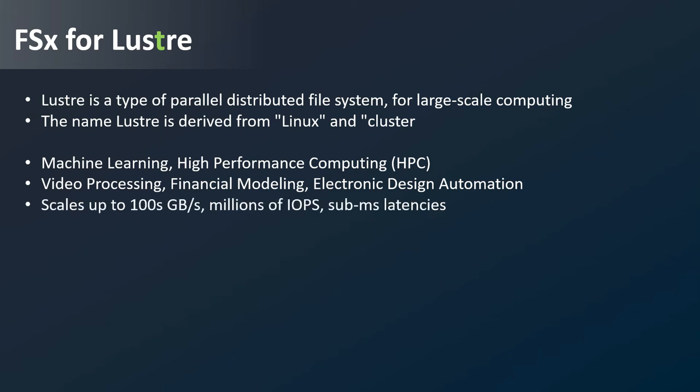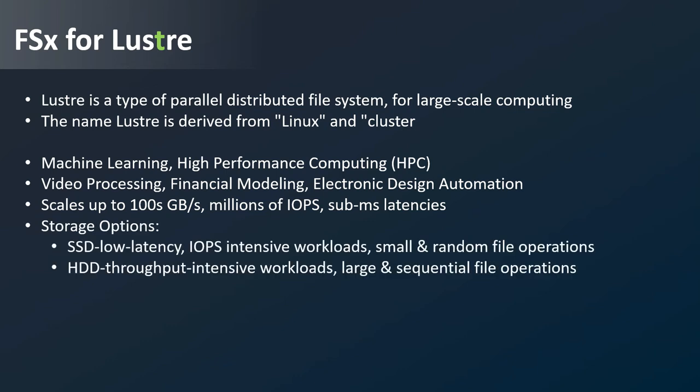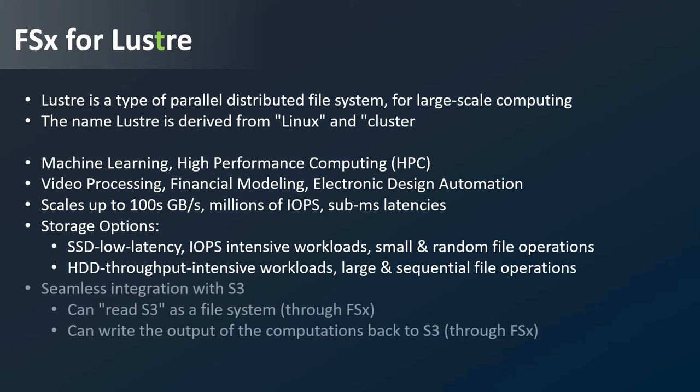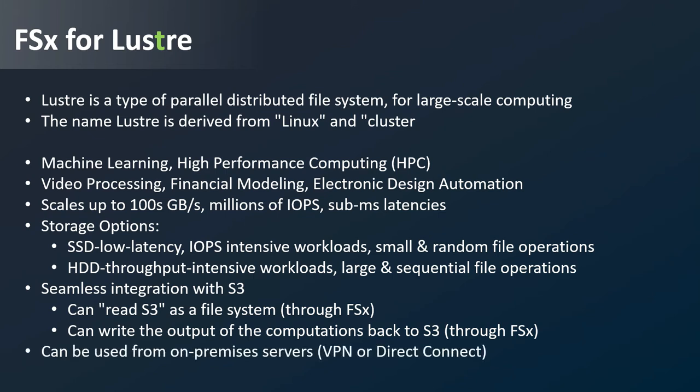You have massive scale, so you can scale up to hundreds of gigabytes per second, millions of IOPS, and sub-millisecond latency. For storage, we have two options: either SSD, for very low latency, IOPS-intensive workloads as well as small and random file operations, or HDD, if you want throughput-intensive workloads for large and sequential file operations. You have seamless integration with Amazon S3, which means you can read S3 as a file system through FSx, and you can write the output of the computations from FSx back to Amazon S3. Finally, it can be used from on-premises servers through VPN or Direct Connect.